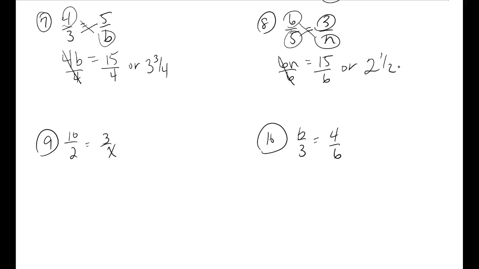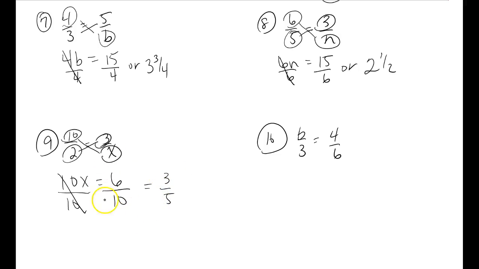Okay, number 9. This one times the bottom one is 10 times x equals another bottom to top, and I get 6. So 10 times something is 6. I can't do that in my head. Which one do I divide by? The one that's with the x. And the answer is 6 over 10. Now that does reduce because 2 goes into both of these. So either one of these is a good answer. Okay. I'll put or. Okay.